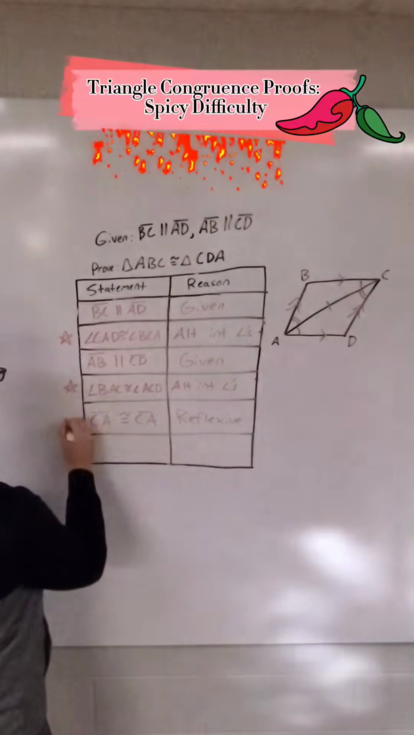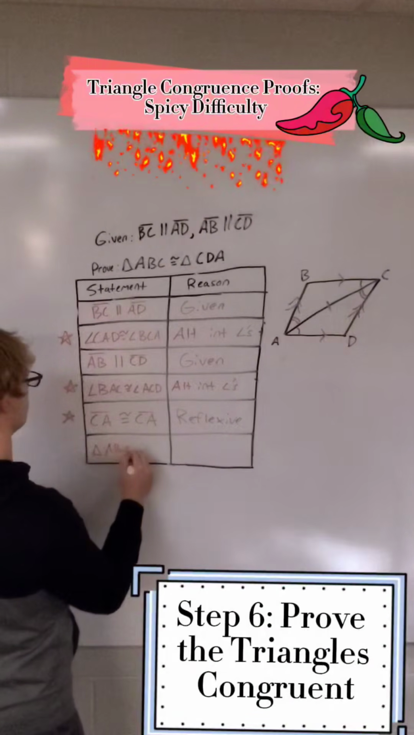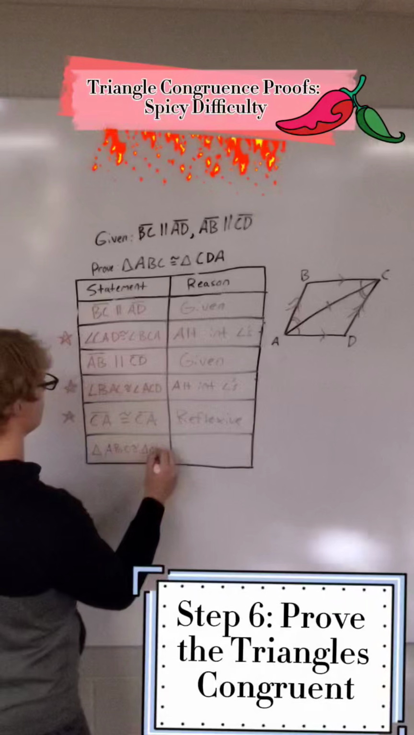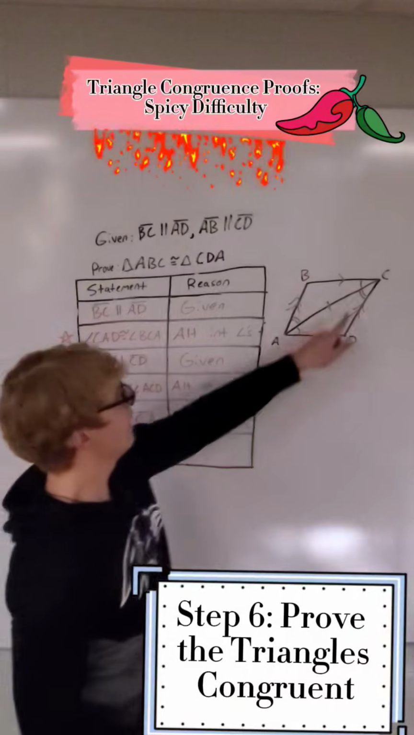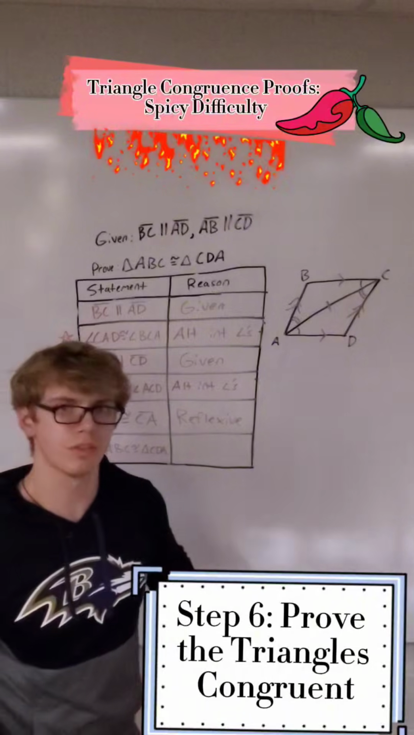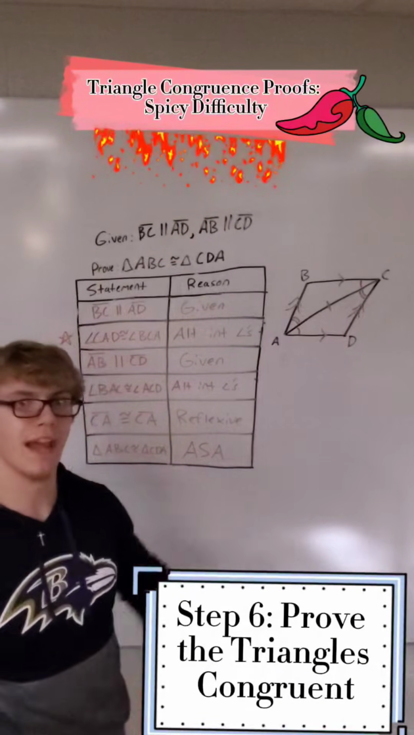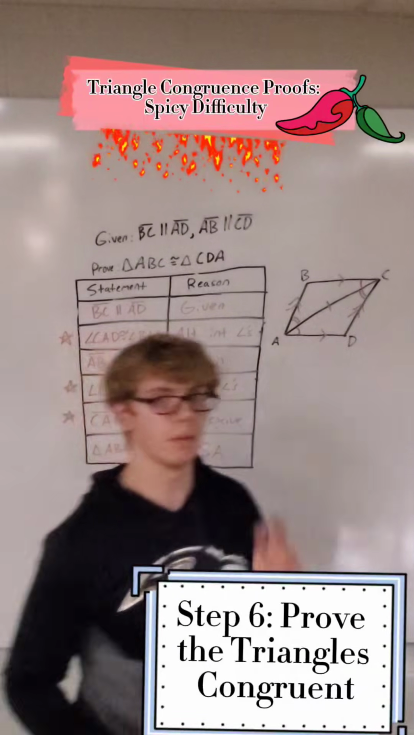Now, that is our third star, and we can say that triangle ABC is congruent to triangle CDA using angle, side, angle, angle, side, angle. Works for both of them. Fantastic. So we can use our angle, side, angle congruence postulate. And that is the most difficult proof that we will be doing. Let me know if you want to see more.